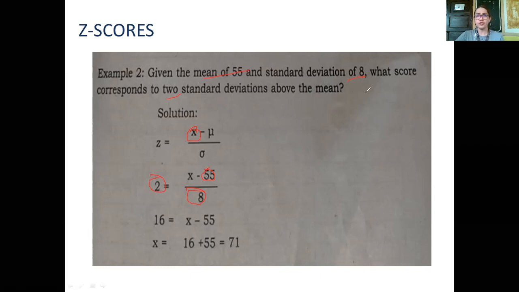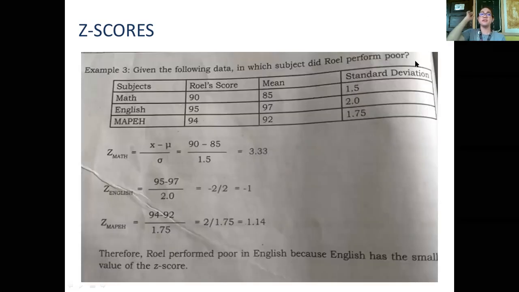So we are looking for the score. So the score is missing, the x. So now we will just substitute and then simplify. 8 times 2, that gives you 16, is equal to x minus 55. Then transpose it there. That gives you 16 plus 55. And then when you add it, that gives you 71. Very easy, right? So easy to find your z-score. Now let's proceed to the next. This one is something challenging.